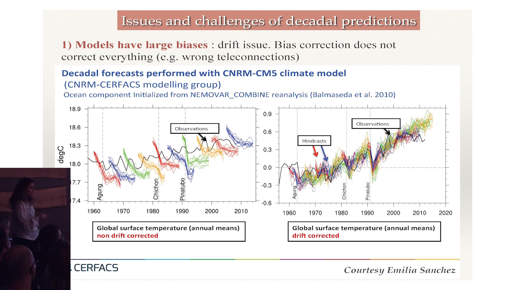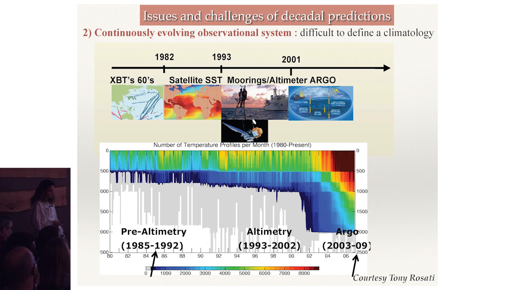Even when you bias correct, we are developing a number of techniques to bias correct the prediction, but it's still an issue because even if you bias correct the time series you're interested in, you don't necessarily bias correct everything. For example, you don't bias correct the teleconnection that are wrong because of your drift. So it's really challenging to get rid of the effect of bias correction, the effect of drift, and identify the effect of model biases on the prediction.